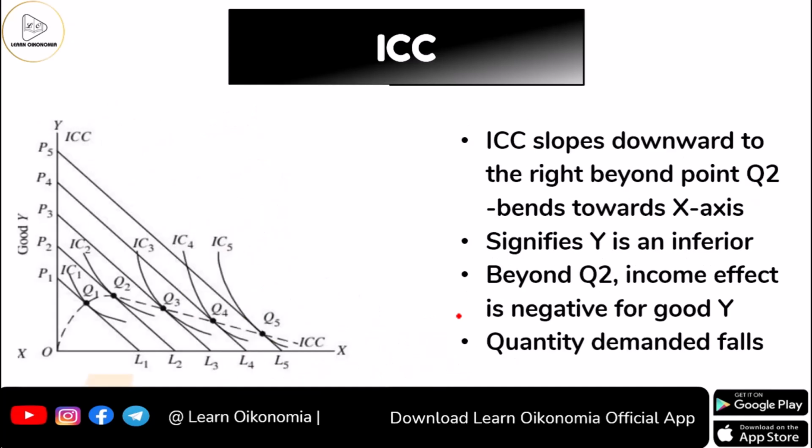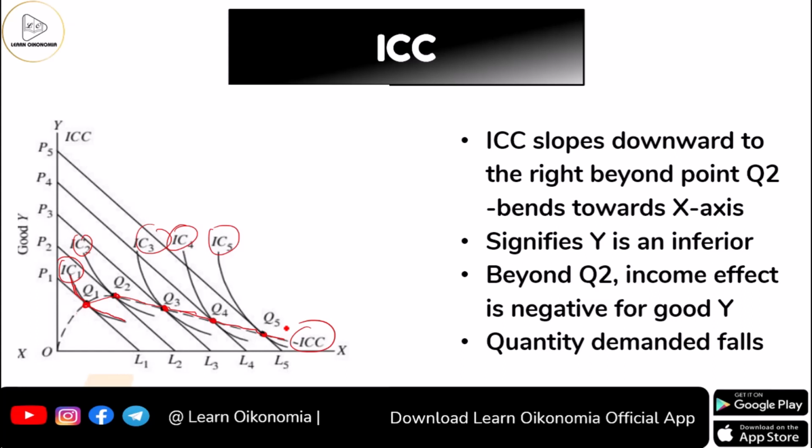Now taking you to the next case. In this particular figure, again you will have your price lines represented by P1L1, P2L2. These show your corresponding budget lines for your IC1, IC2, IC3, IC4, IC5, the indifference map. For every indifference curve, you will have tangency points with the corresponding budget line. So you will have equilibrium points there, and you are required to join such equilibrium points to get your income consumption curve.